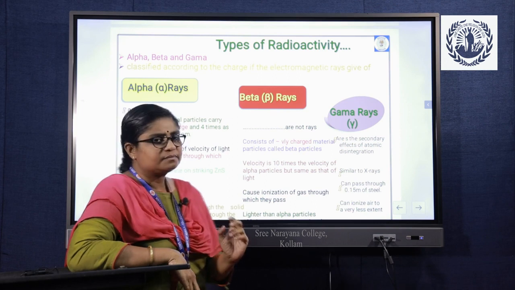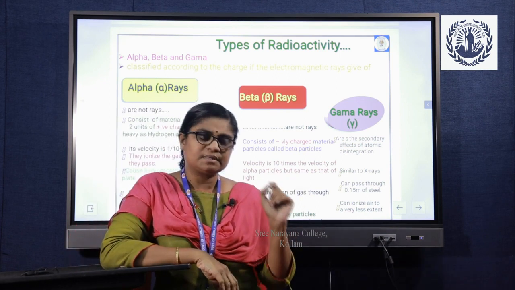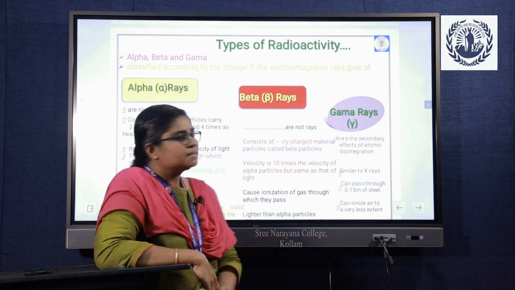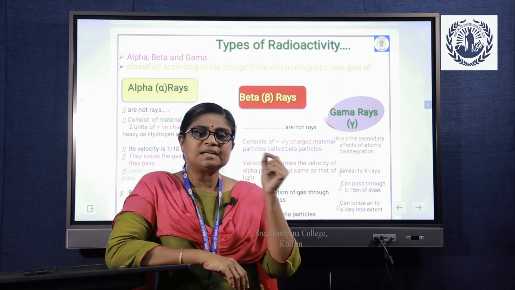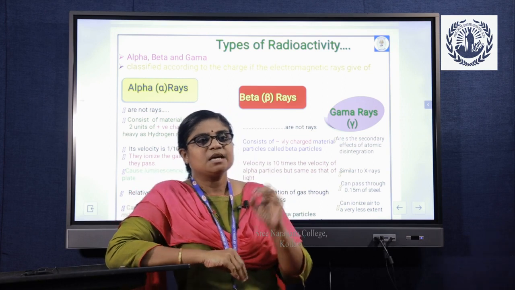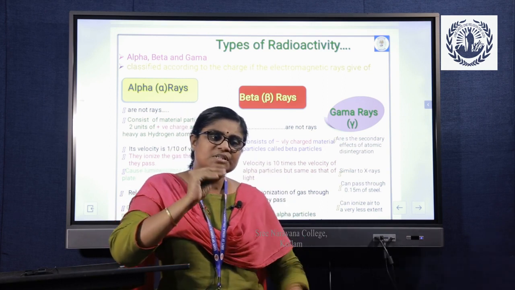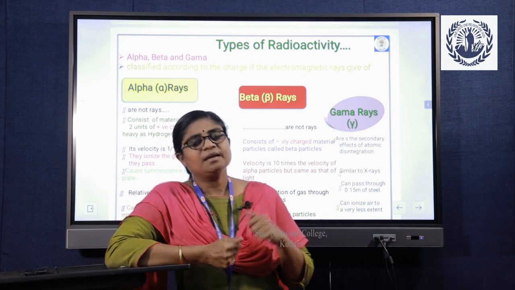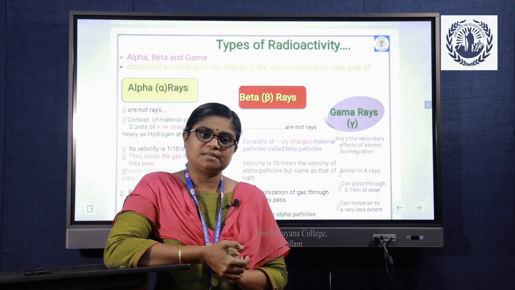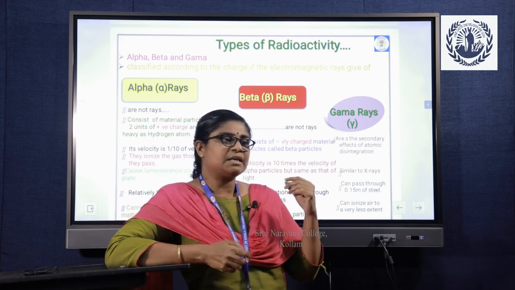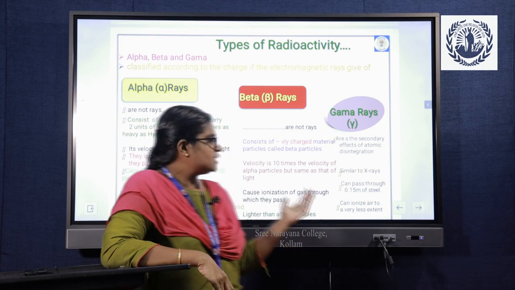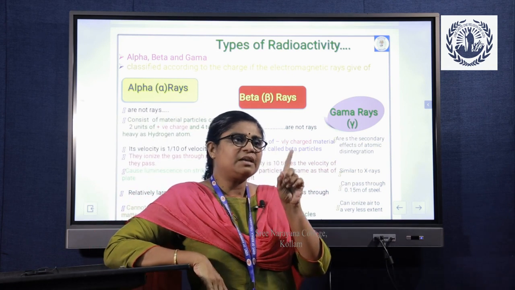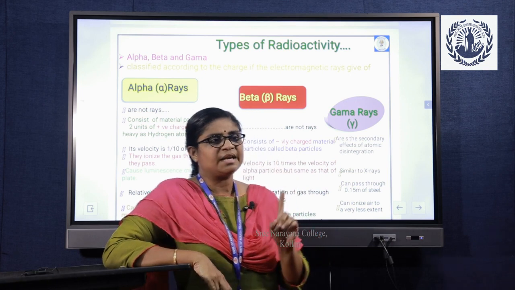Beta rays are not really a ray; they are material particles, electrons, having a very small charge. Mass is nearly equal to 0, very small in size. So since they are very small in size, they can move very fast. So their velocity is higher than that of alpha rays. The beta particles have higher velocity. And electrons have a negative charge, one negative charge.